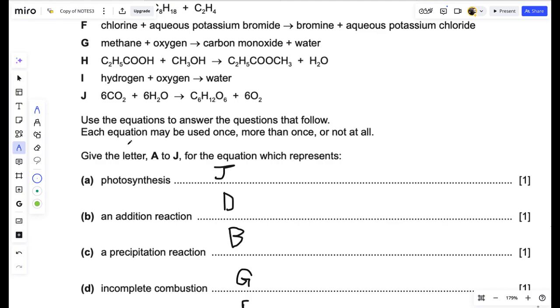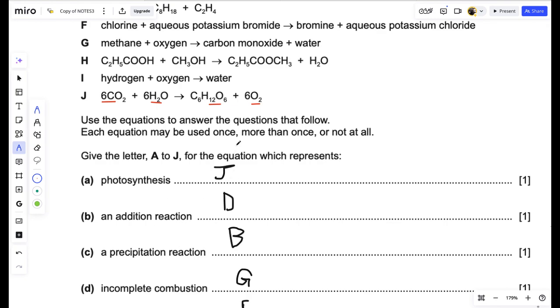Photosynthesis is J, right? As we have rightly pointed out, photosynthesis is J. Why? Because this is carbon dioxide reacting with water to produce glucose, which is food, and oxygen. So this process is photosynthesis. So we just put letter J, we get 1 mark if we're able to do that. Then addition reaction.